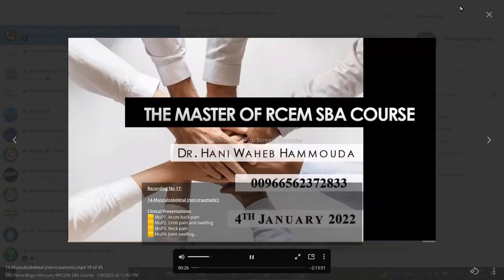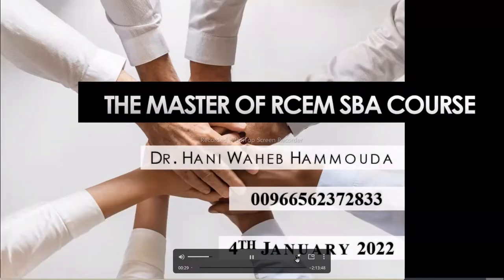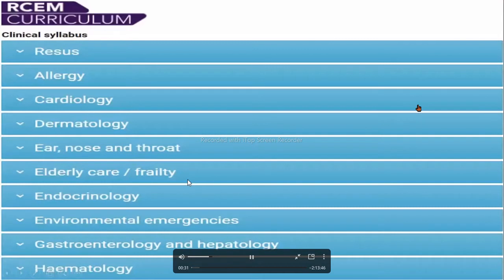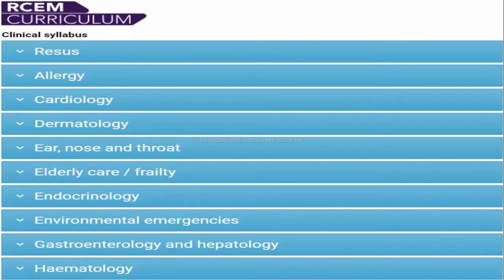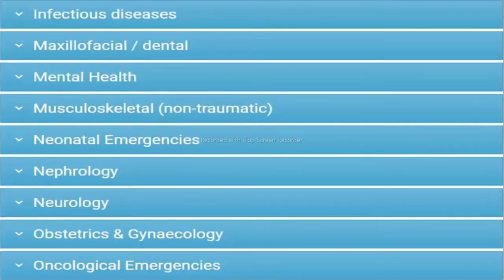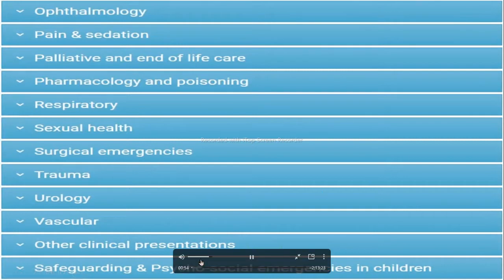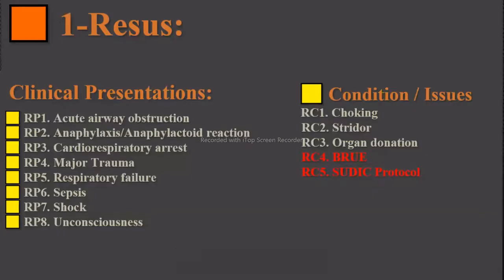Inshallah, we will continue the curriculum. As usual, the curriculum is 31 chapters from resus up to safeguarding and psychosocial emergencies in children. So the exam is 2 papers online. Each paper 2 hours and 1 hour break in between. You should follow the blueprint also.